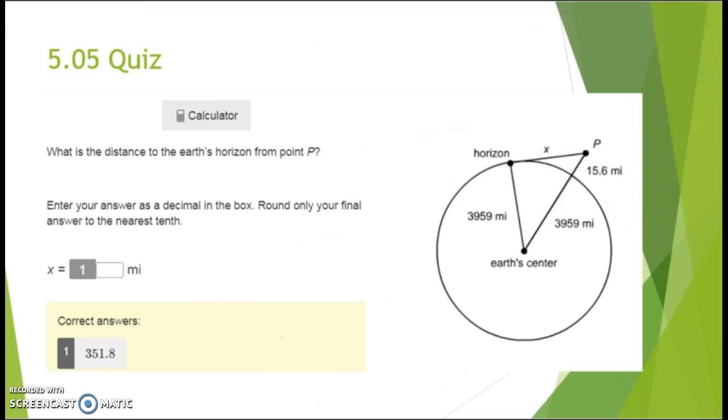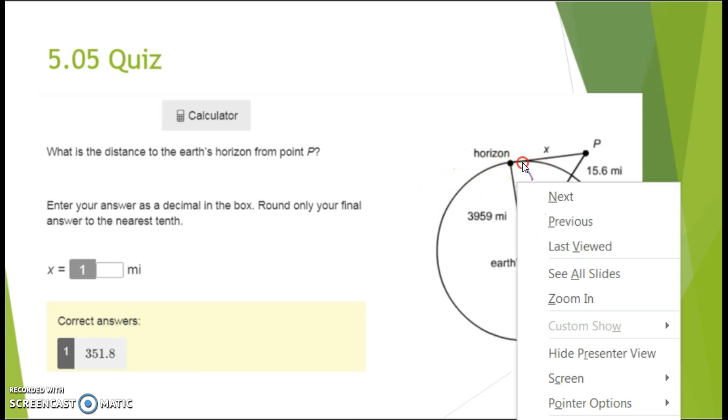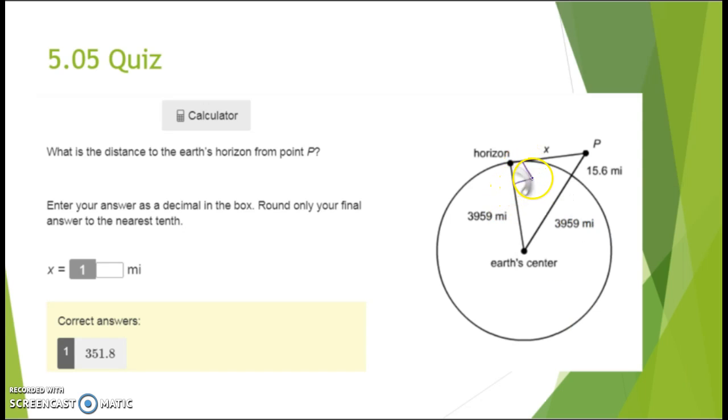All right, so here we're going to look at a question from the 5.05 quiz, and we have a question about the distance to the Earth's horizon from point P. So first we need to know that we are dealing with a right triangle here. That's really important as we move through this question. So this is a right triangle because of that being a radius of Earth right here.